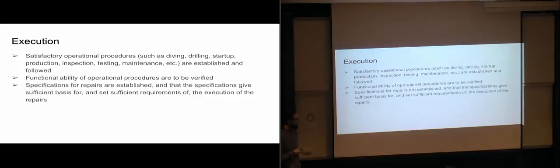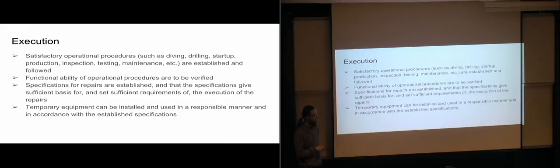With regards to execution, we are supposed to have satisfactory operational procedures with regards to, for example, diving, drilling, startup, production, inspection, testing, and maintenance. We need to establish these procedures and we need to follow them. We need to have functional ability of operational procedures, and they are to be verified by the internal control system. And specifications for repairs are to be established, and the specifications are to give sufficient basis for and set sufficient requirements of the execution of the repairs, just to make sure that we have the proper amount of quality in the work that is being done.